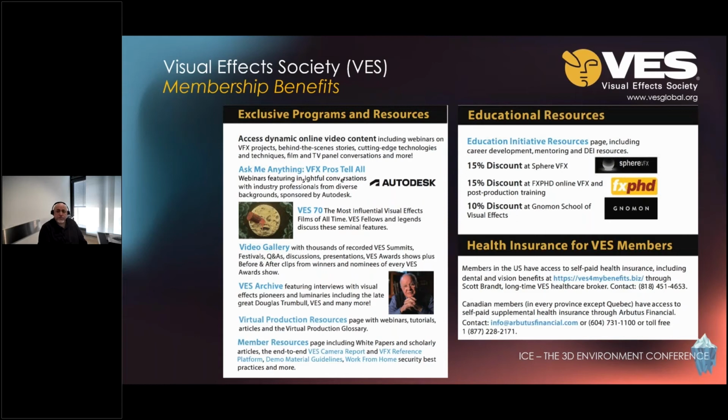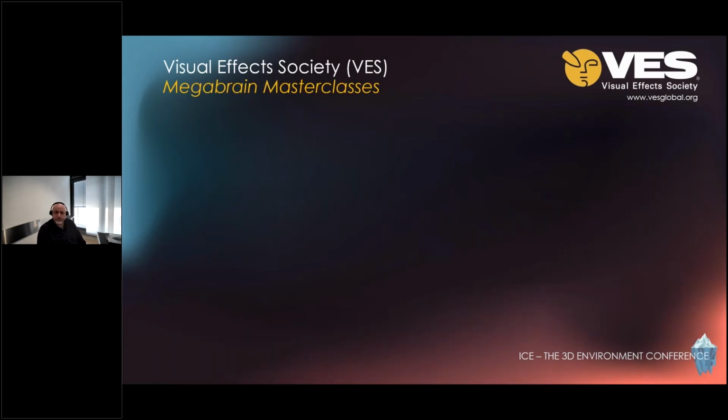Educational resources: you have, for example, a 15% discount at Sphere Effects if you're a member, FX PHD also, and GNOMON School of Visual Effects 10%. And of course, okay, this document is a little bit old. You have access to Mega Brain masterclasses for free. Health insurance, I'm not going to mention it much now because it's more for America and Canada for now. And we will see how this will go with other countries.